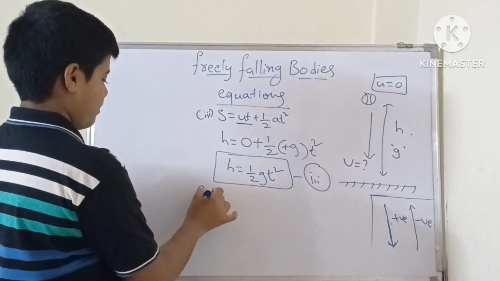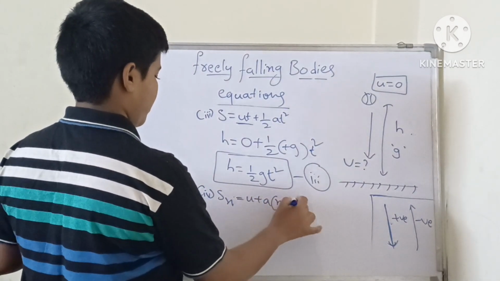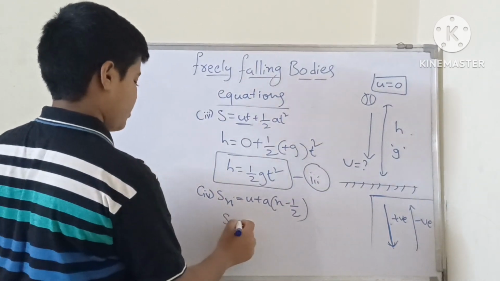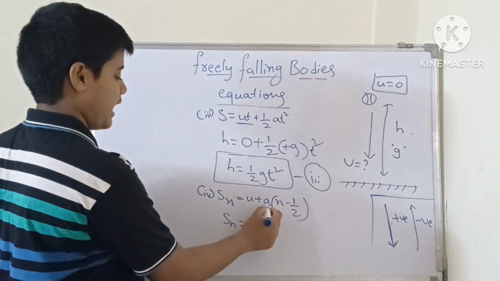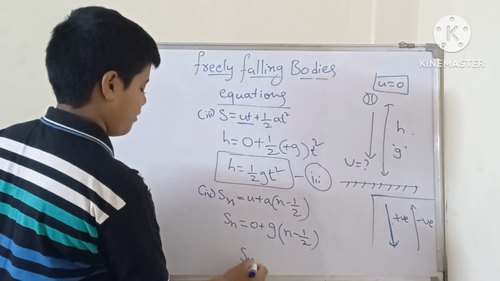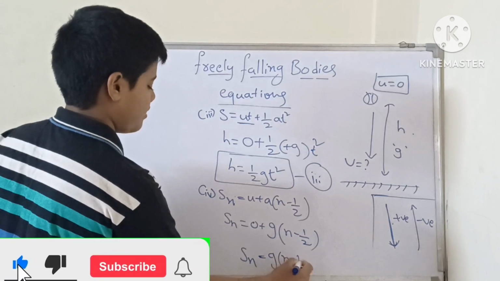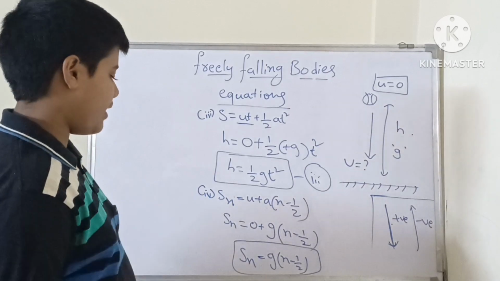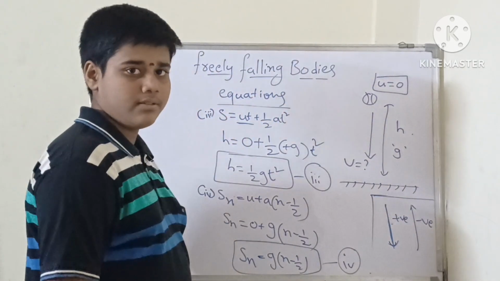Fourth equation, Sn equals u plus a into n minus half. Here we have to take Sn only. So Sn equals u, initial velocity 0, plus gravity g into n minus half. So this is the final formula. Sn equals g into n minus half. Okay. So this is the final formula, the fourth equation.